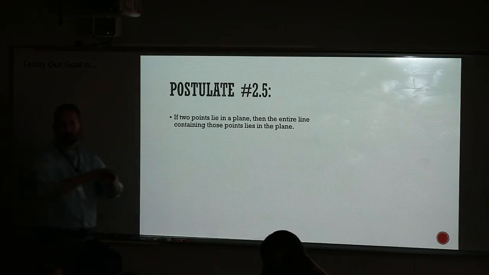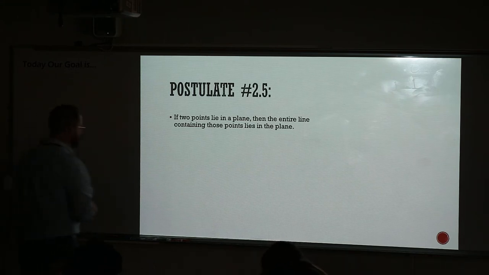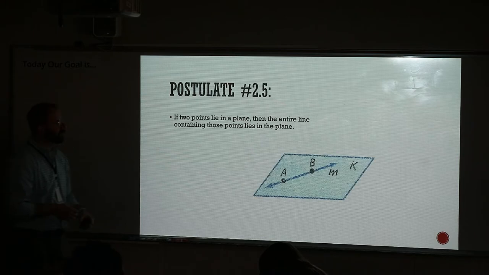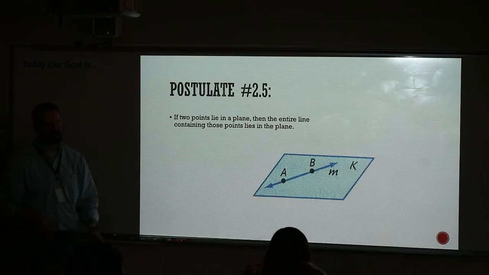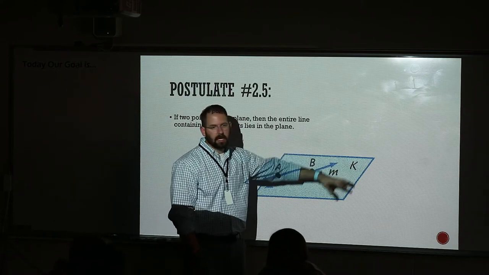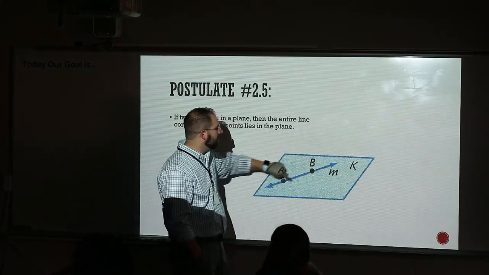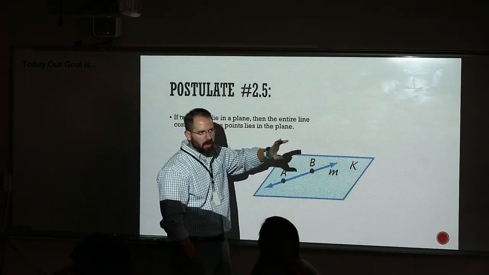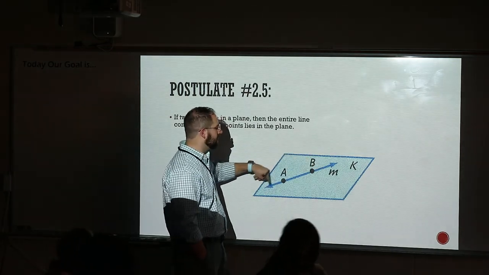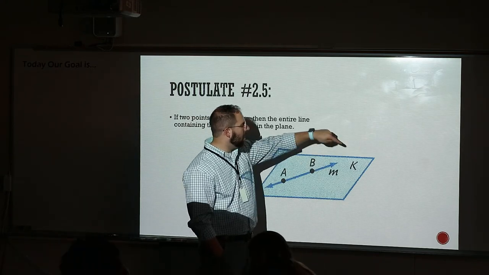So now we're talking about interactions of objects, planes and lines. Let me give you the picture. Hopefully this makes sense to you. You start with 2 points that you draw on this plane. Let's call this plane K. We're going to put 2 points on it. When you draw the line going through them, that is using postulate 2-1, when you draw the line that connects the 2 points, that entire line has to be on the plane K.